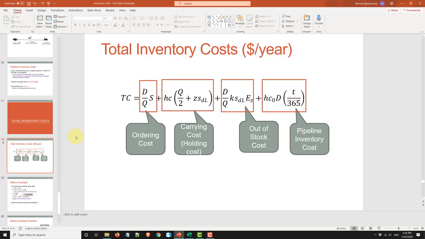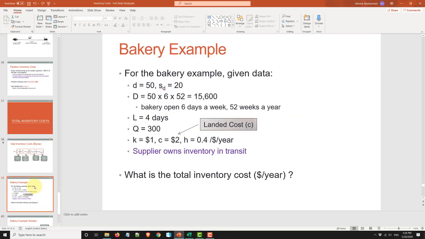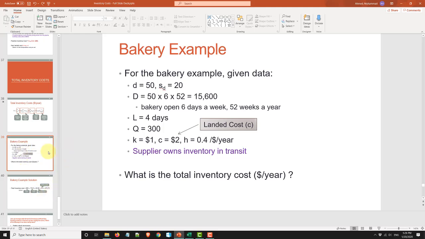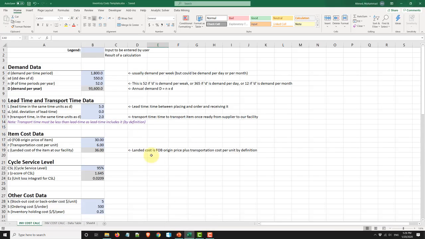Okay. So let's look at this example and look at how we can quickly solve this example in our Excel inventory cost calculation worksheet. So this Excel file has been uploaded, inventory cost template on Blackboard. The blue cells are input that you have to enter, and the gray cells are results of a calculation.